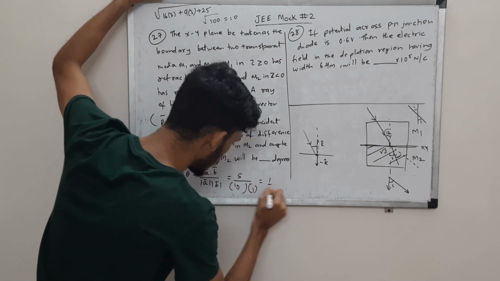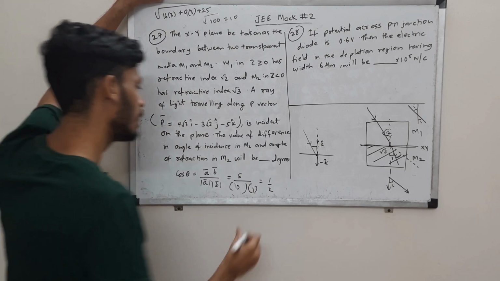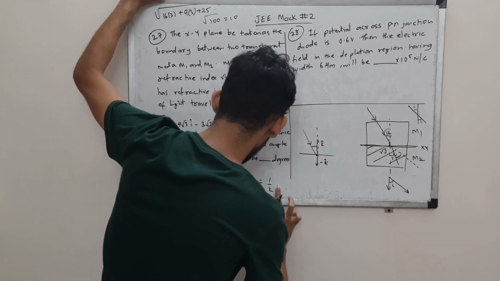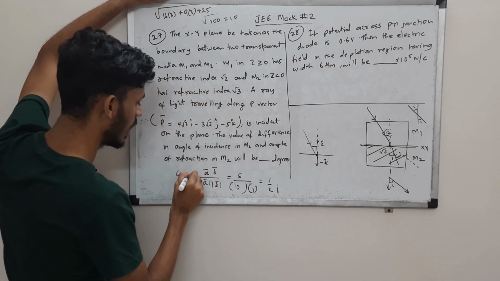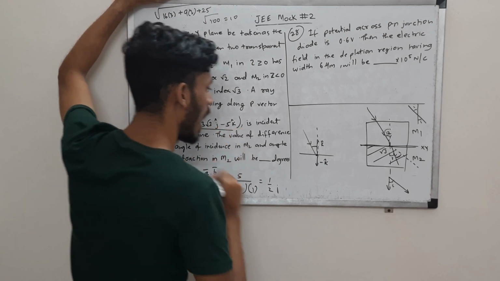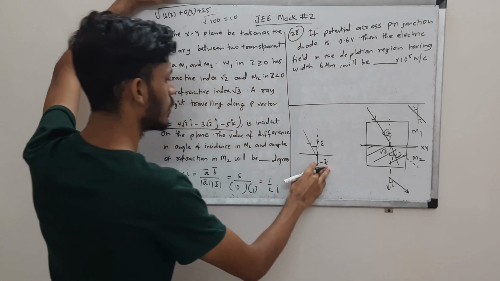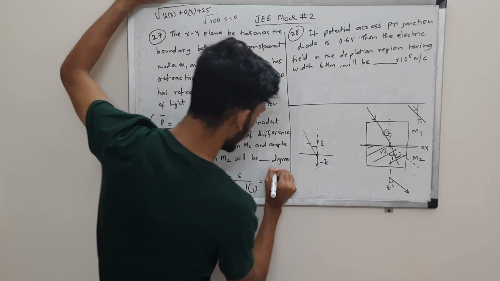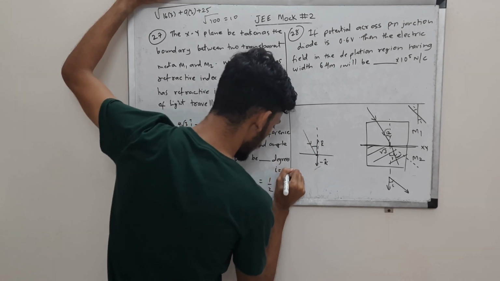So you get cos theta as half, or theta is simply 60 degrees, and this is nothing but the angle of incidence, right? The angle between your light and the normal. So the angle of incidence is 60 degrees.